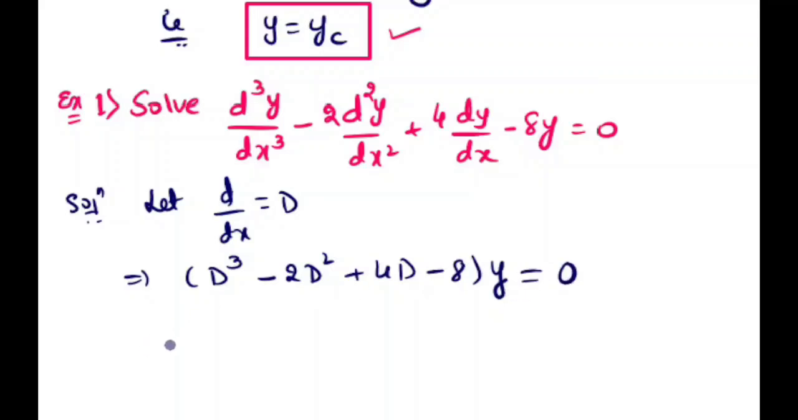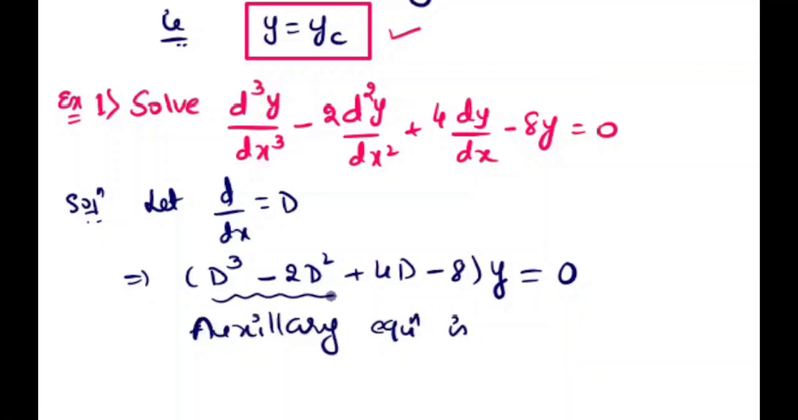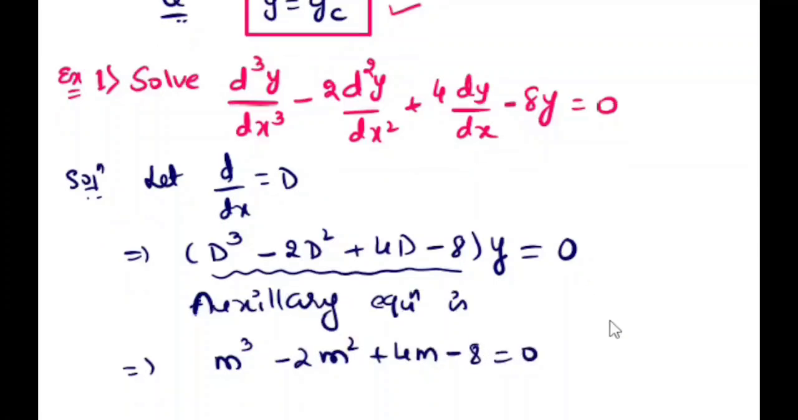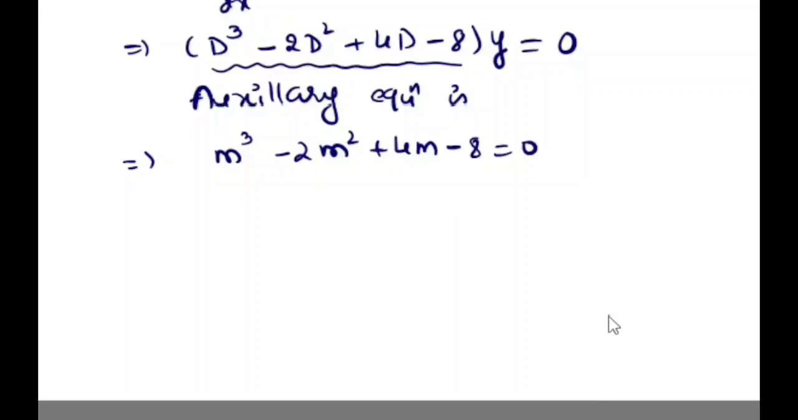Now next what we need to do, we need to write its auxiliary equation. To write the auxiliary equation, just replace d with m and equate it to 0. So m cube minus 2m square plus 4m minus 8 is equal to 0. This is the simple way to find or write the complementary function. Now let us simplify.